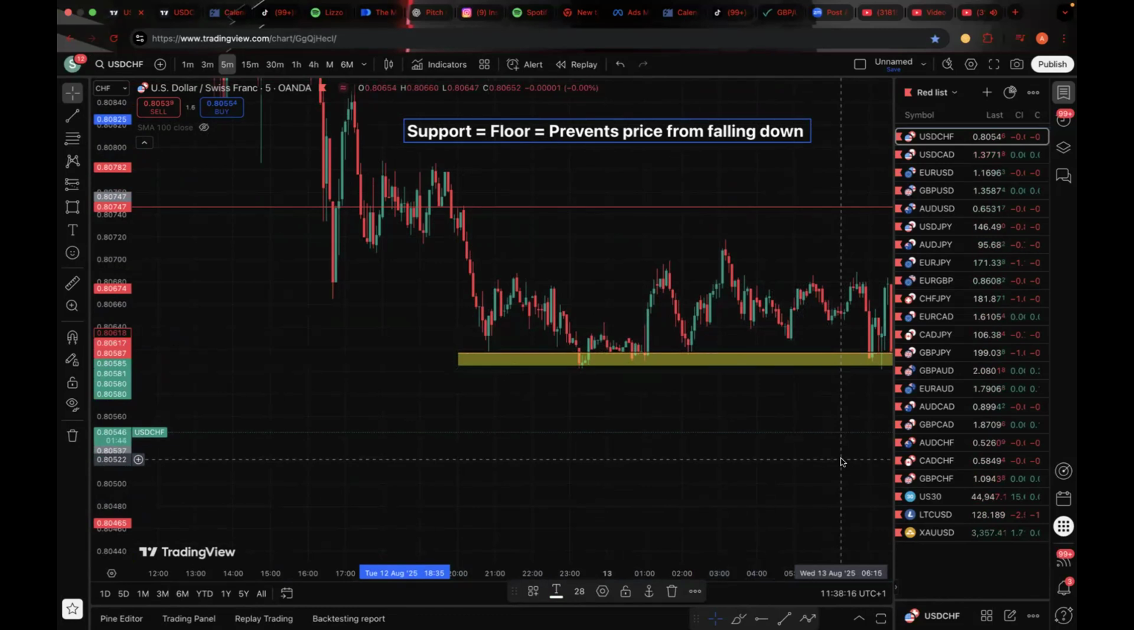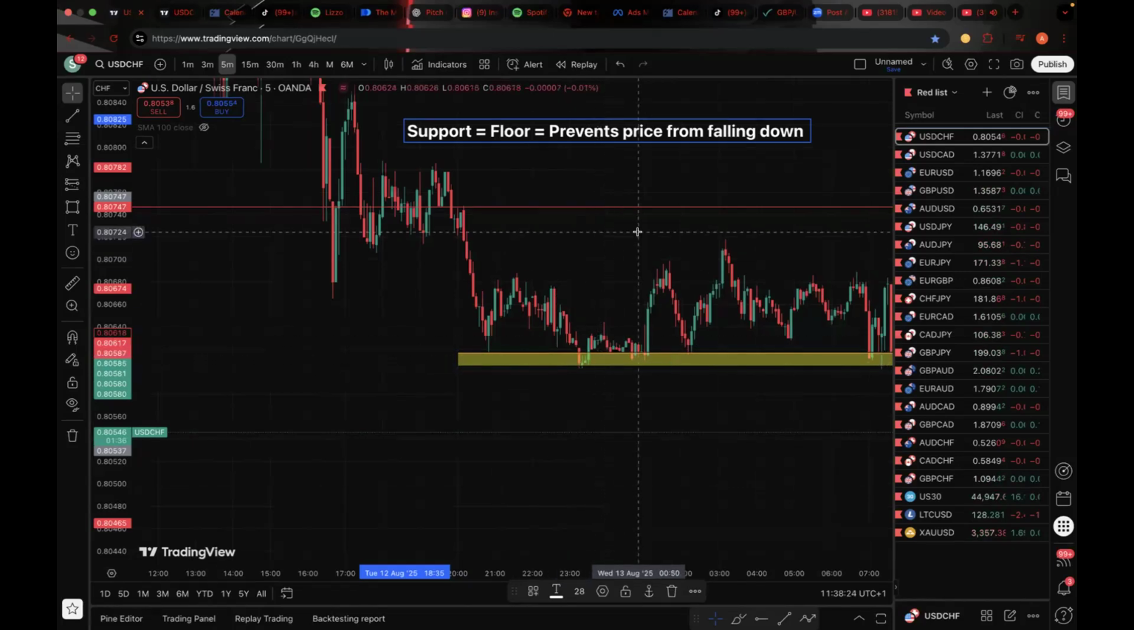Simple. So whenever price comes to this floor, it matches the floor and jumps up, because price is always moving. It's constantly moving. It doesn't stay in one place. So if it comes to a floor, it will always match the floor and go up. It doesn't just stand there, because it's constantly in motion.